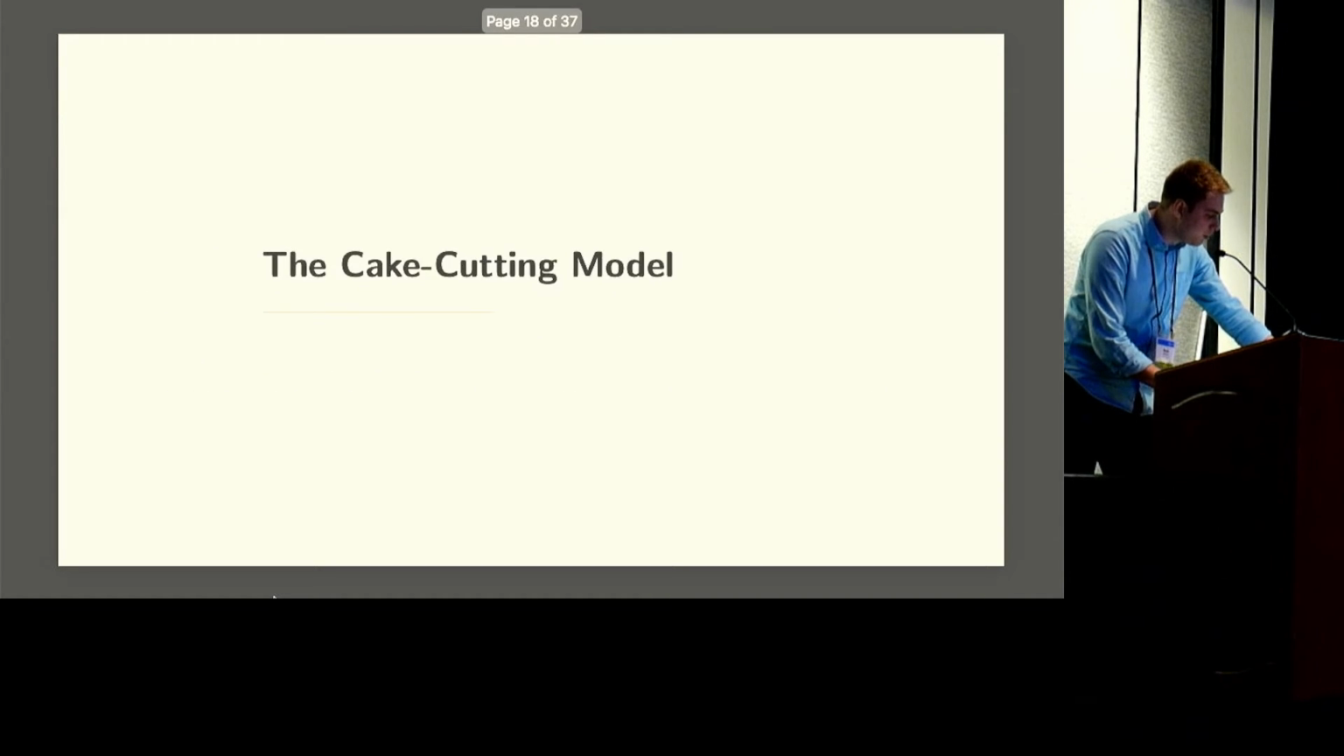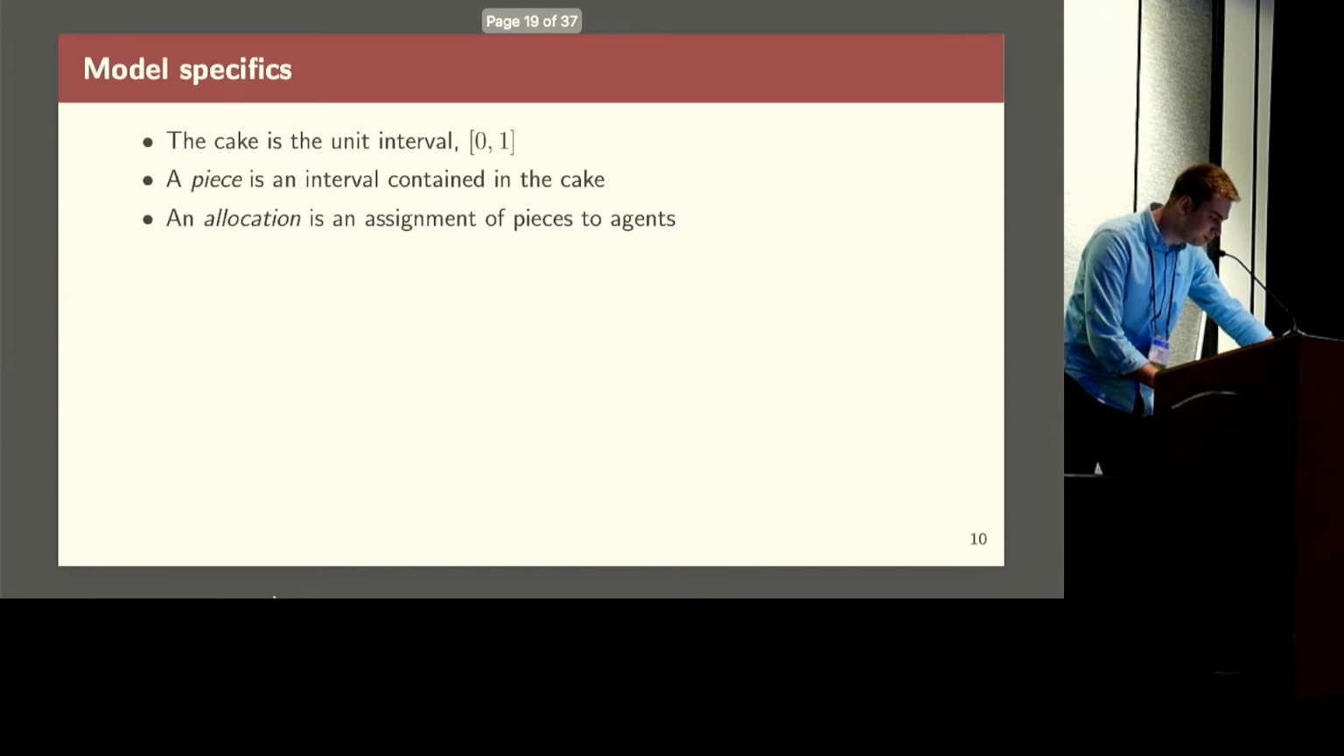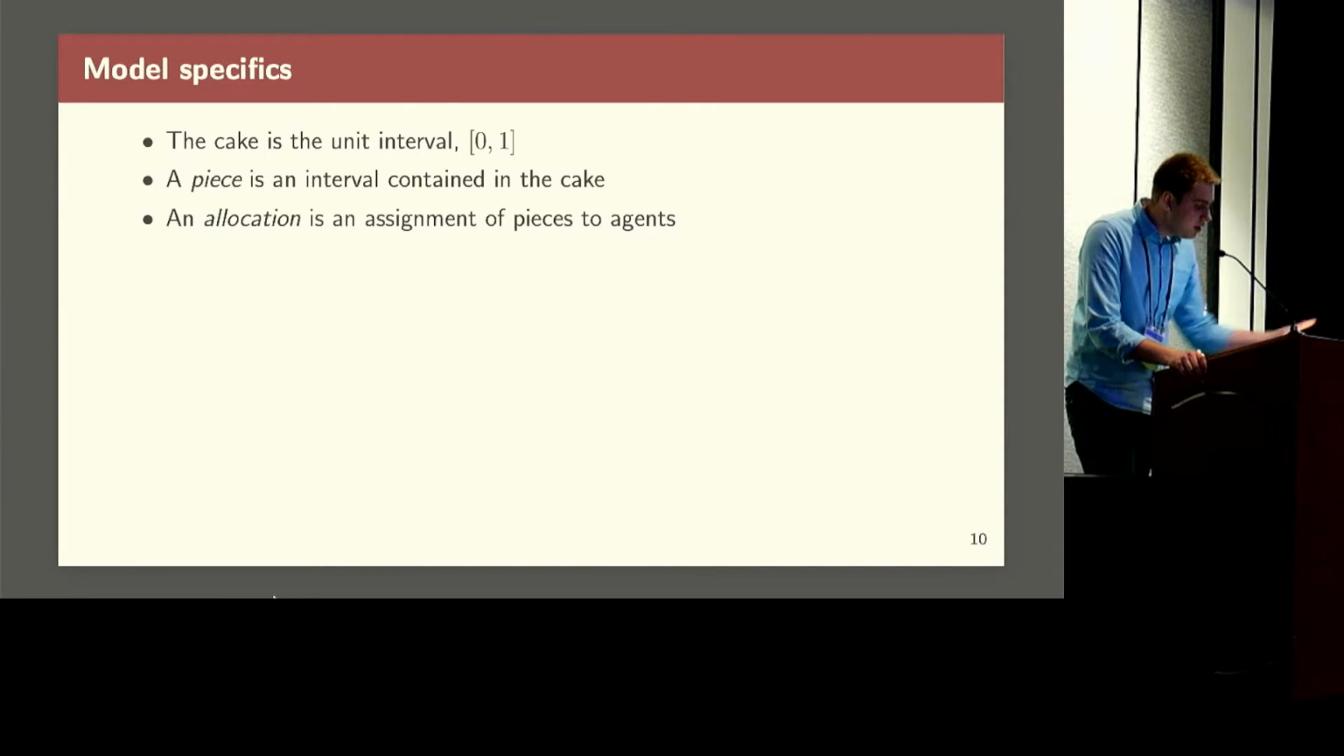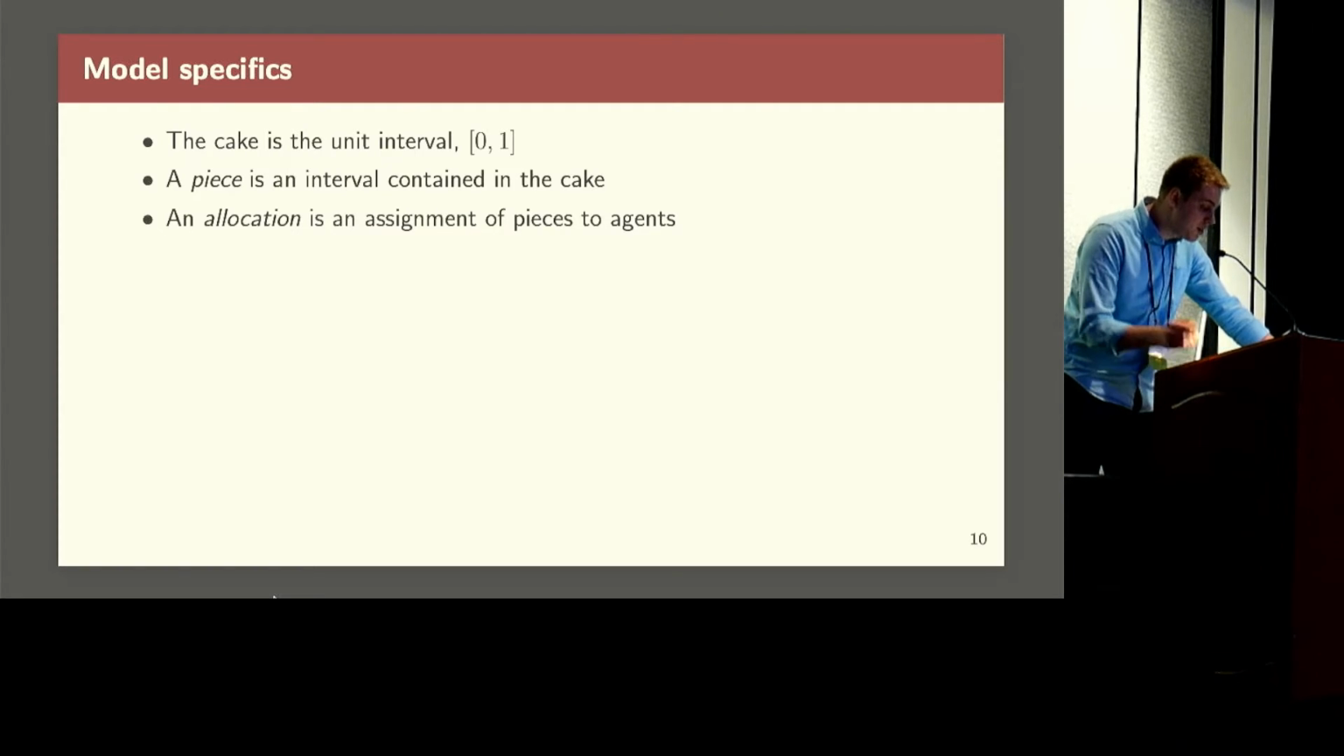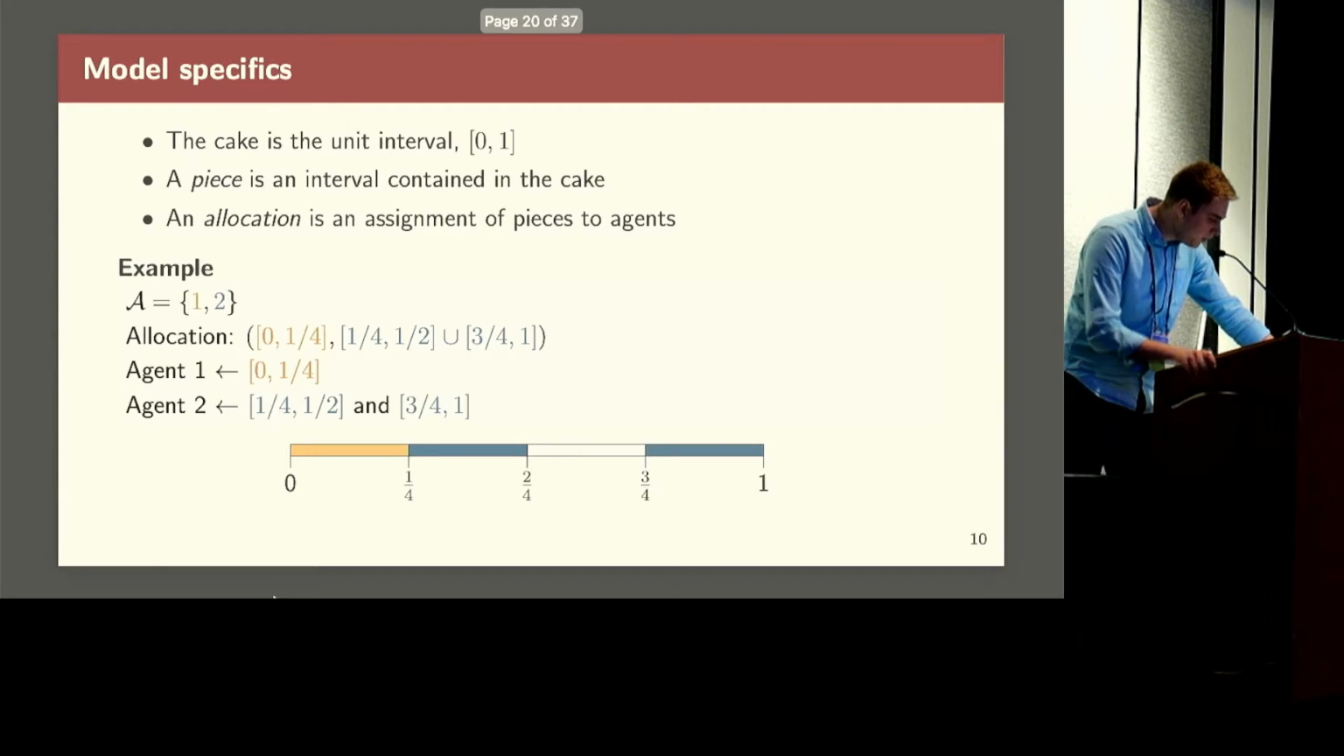All right, before we continue, I'm going to have to give you some more background on the model itself. The cake in the model is modeled by a unit interval. A piece is an interval contained within the cake. And an allocation is then an assignment of pieces to agents. Let's take a look at an example. Here, the agent set is 1 and 2. And in this case, the allocation is a pair. The first component goes to agent 1. The second goes to agent 2.